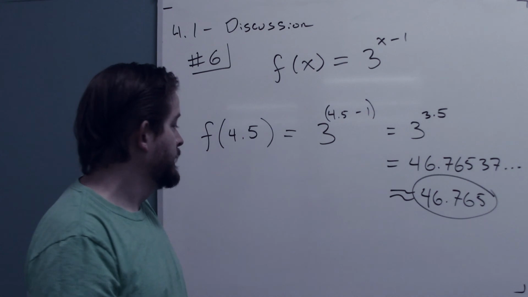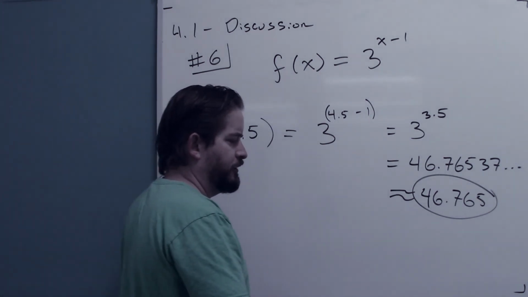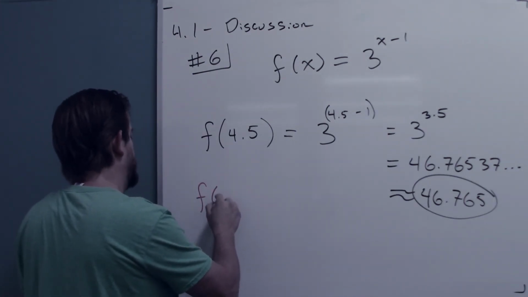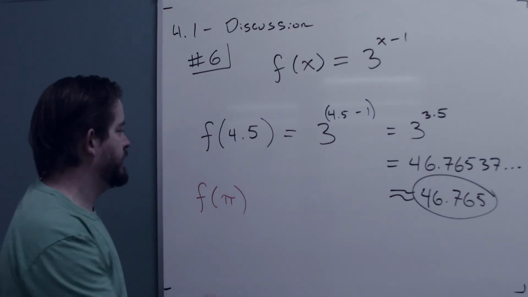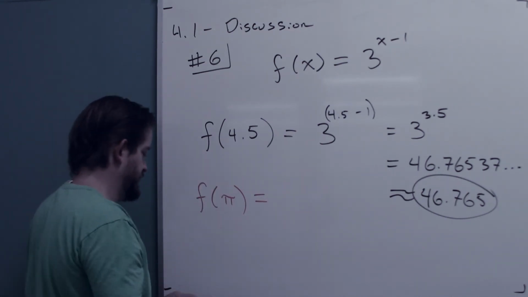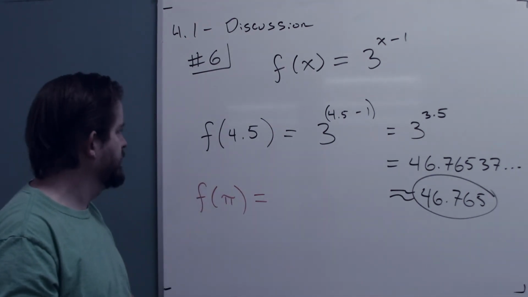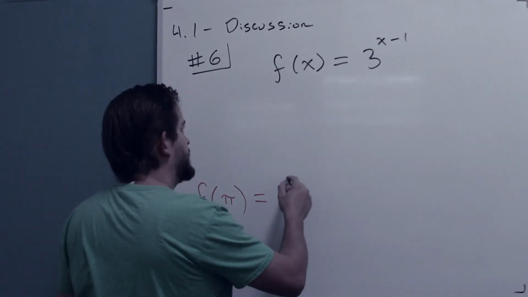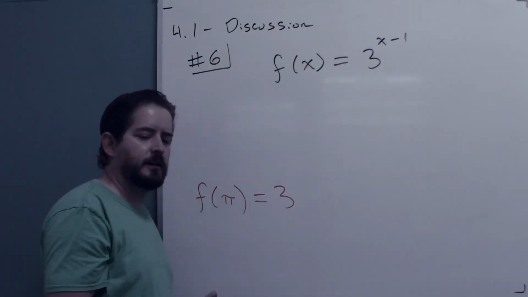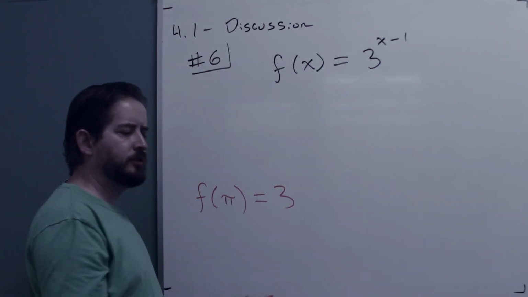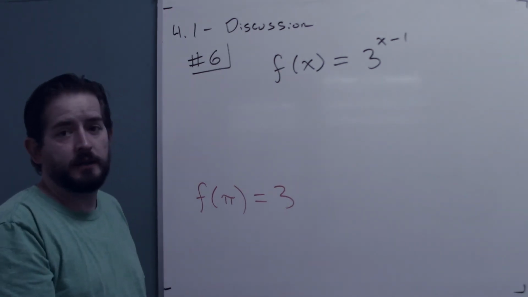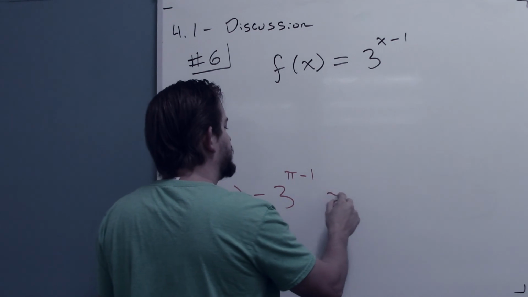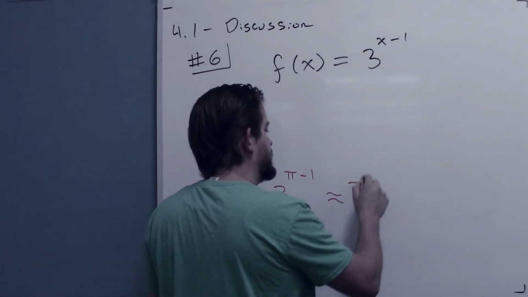Another one, let's do f of pi. f of pi is 3 raised to the, and pi is an infinitely long number. I don't need a ton of digits, but if you're using a calculator, you can just push your pi button if you have one. But this is 3 to the pi minus 1.